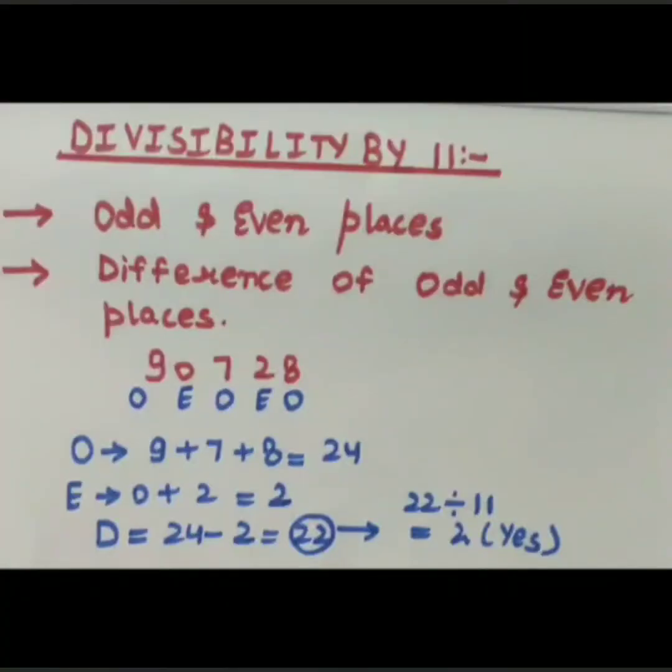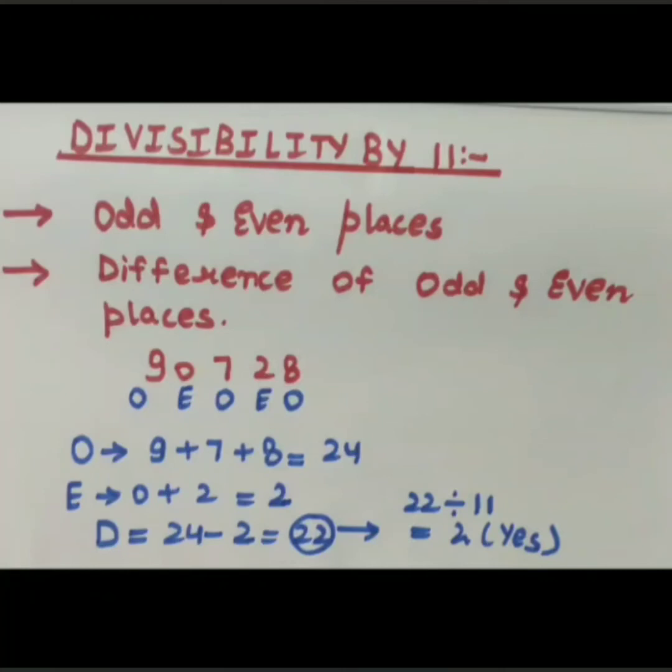Now for 11, we have to keep in mind odd and even places. First of all, we'll be naming odd and even places. Second, the difference of the odd and even places we have to keep in mind. Here we have taken a digit 90,728. First step, we'll be naming odd and even places. We'll be starting with the odd place, then even, odd, even, odd.